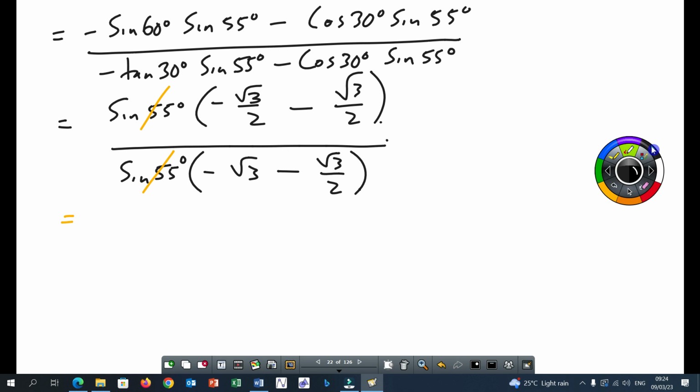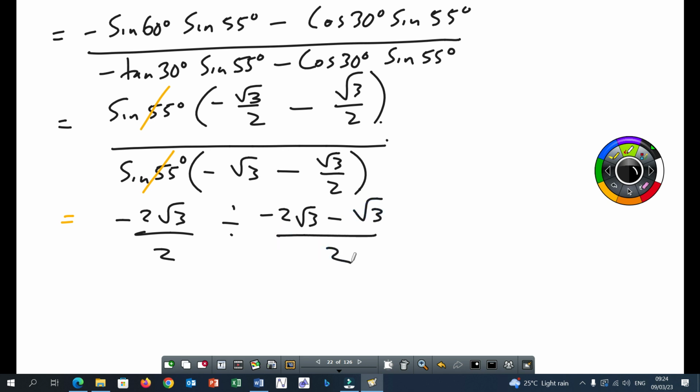Now, those two are like minus 1 here, minus 1. So I'll get minus 2 root of 3 over 2 divided by. Now, if I simplify here, I'll get minus 2 root of 3 minus root of 3 over 2. The LCD.